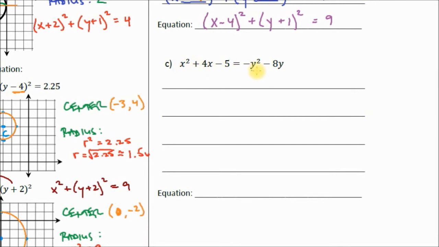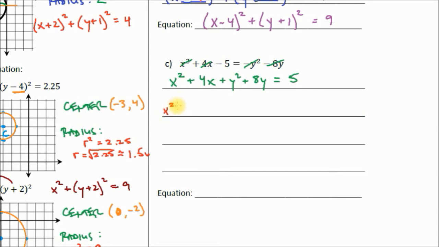This has got terms all in weird places. Let's put this in the proper order. We've got x squared. That's good. We've got 4x. That's good. The y squared ended up on the wrong side. It's negative y squared. We got to move that over to this side. It's going to change to positive y squared. The negative 8y is going to move over to the other side, and that's going to turn to positive 8y. And the negative 5 has to move over to the right side, and that's going to change to positive 5. Now we've cleaned that up. Looks pretty good.